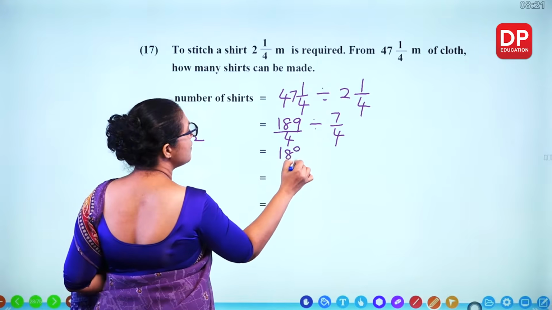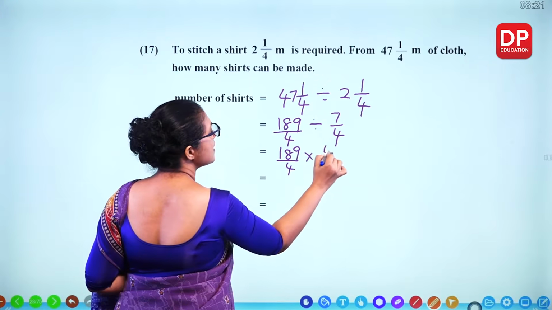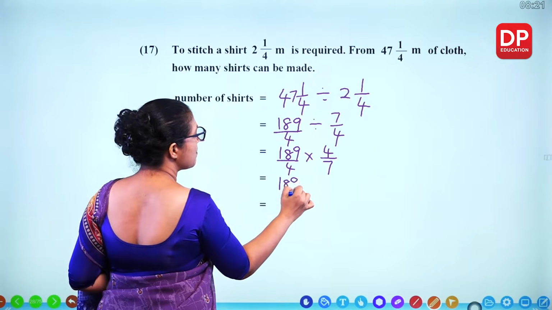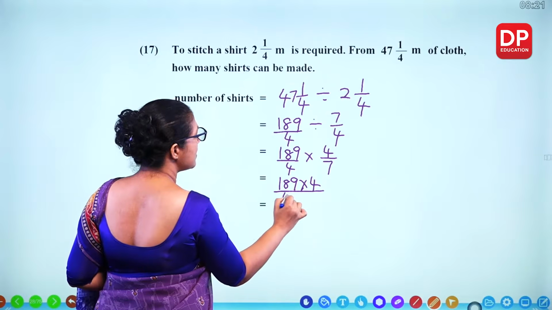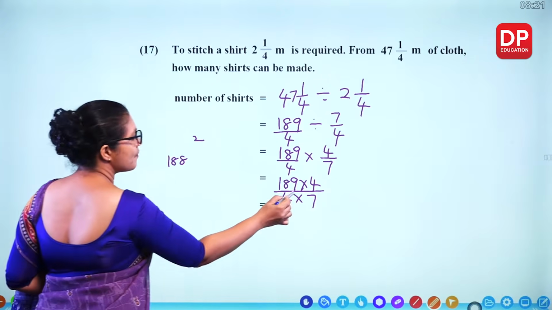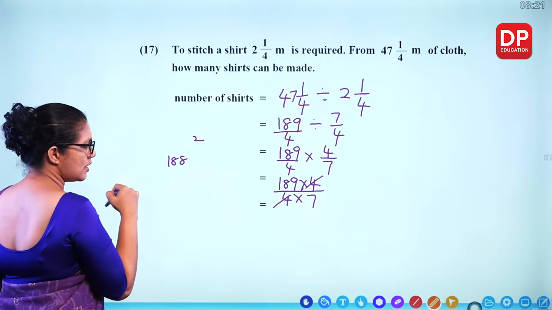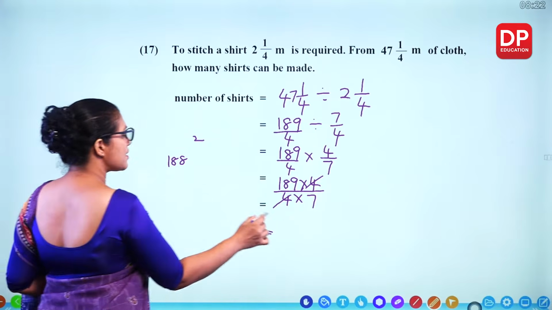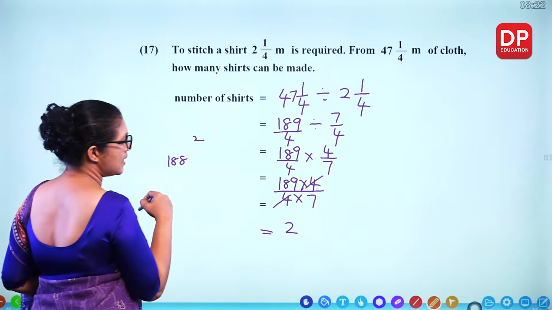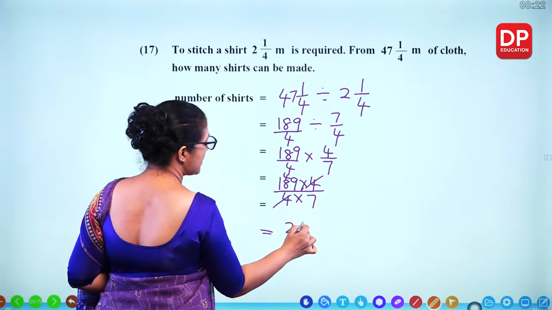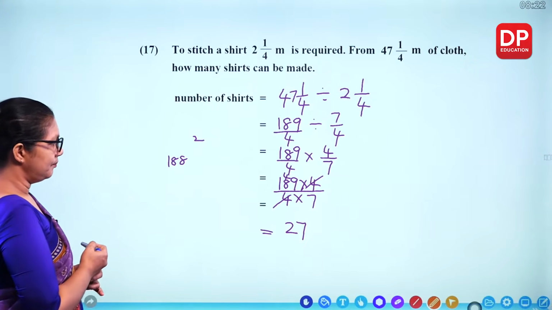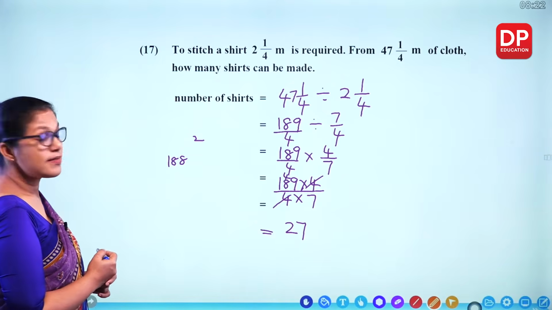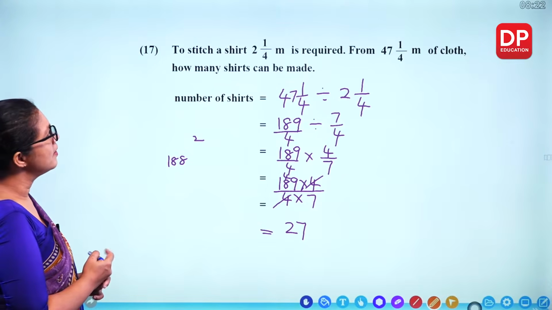Now you can convert to multiplication by taking its reciprocal. So multiply the numerator separately, denominator separately. 4 and 4 get cancelled out. How many 7s are there? 7 times 2, 14. So 49, that's 7. So you can cut 27 shirts from the material.